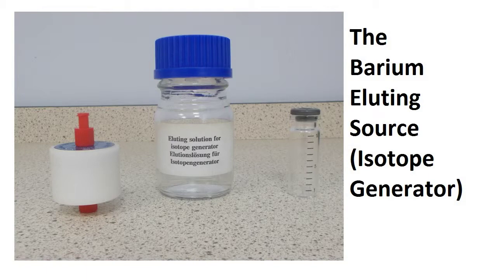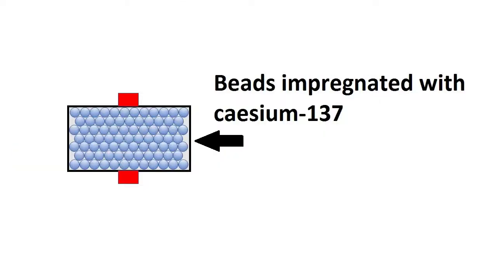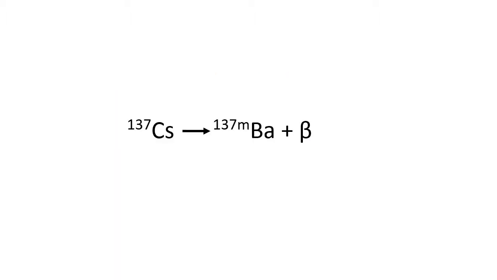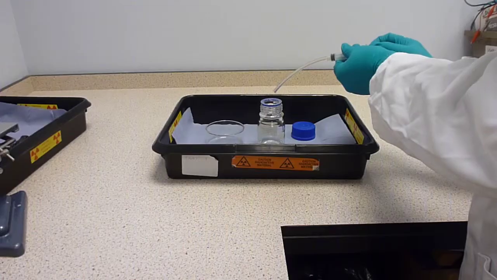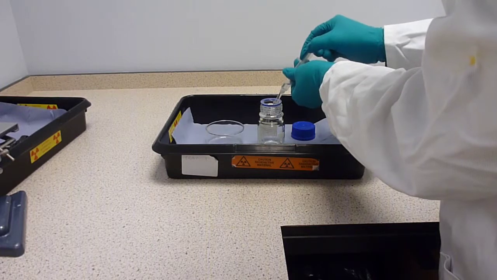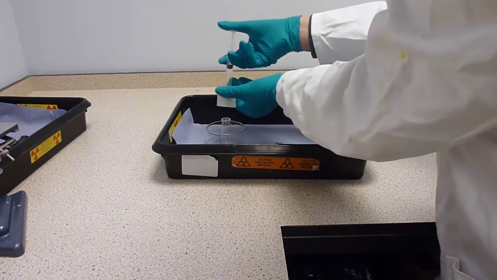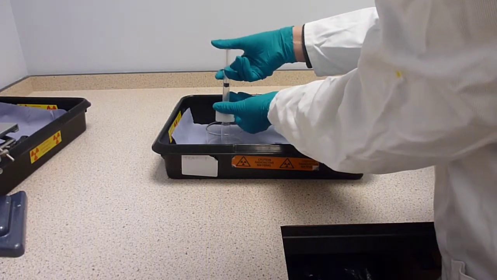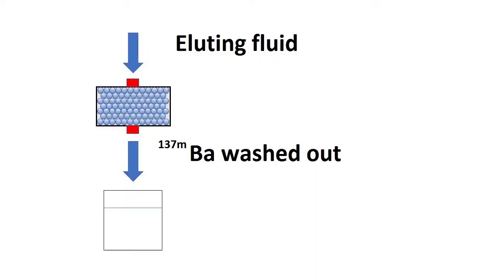The barium eluting source or isotope generator contains beads impregnated with radioactive cesium-137. Cesium-137 decays to barium-137 by beta emission. An isomer of barium is formed. The nucleus of an isomer is in an excited state. A special liquid is passed through the generator, removing the barium but not the cesium. This washing out process is called elution. The barium in a liquid decays by gamma emission to stable barium.